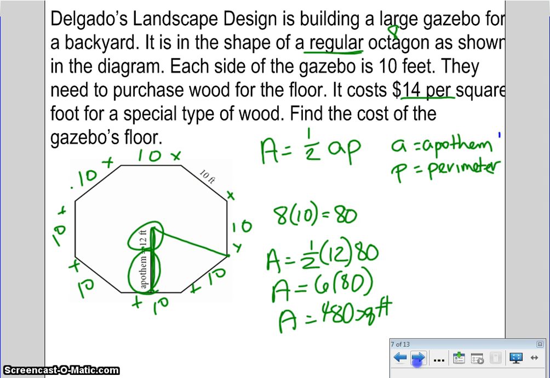Now I'm going to take that 480 square feet and multiply it by the cost, which was $14 per square foot. And the cost for this particular gazebo floor is going to be $6,720.